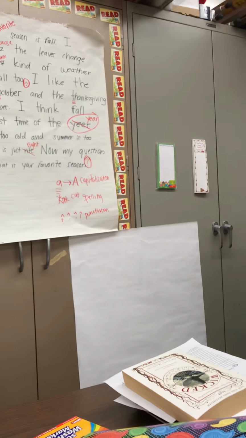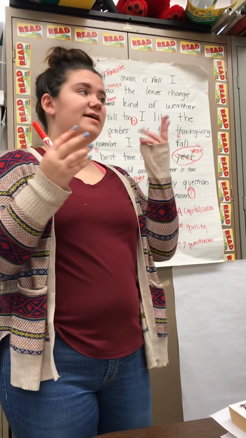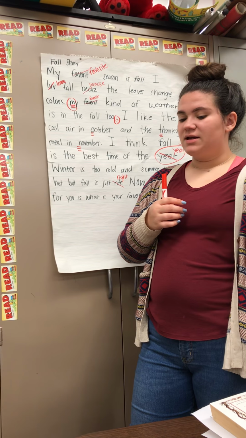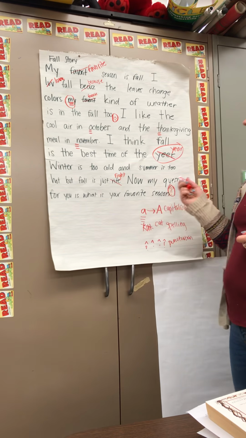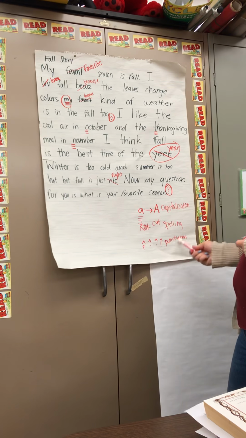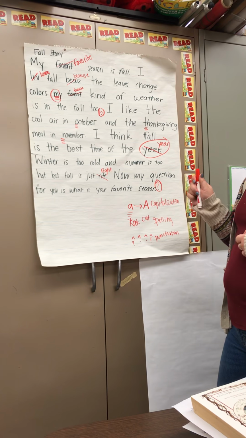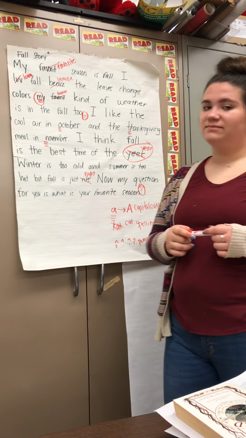Alright, so now we're going to go into editing our own papers. We're looking for those 3 things. What 3 things? Spelling, capital letters, and punctuation. And if you need help, you can always look on the board to see our editing techniques. And if you need help spelling a word that's not on our word wall, make sure to ask a friend, and if they don't know, ask a teacher. Thank you.